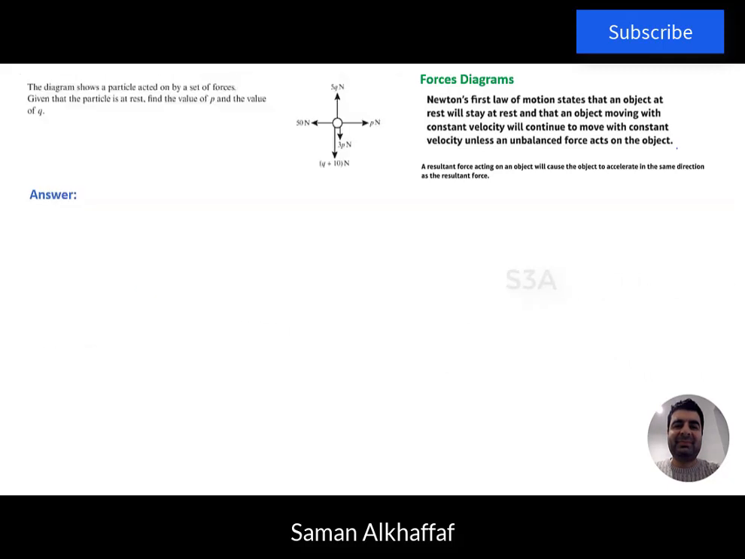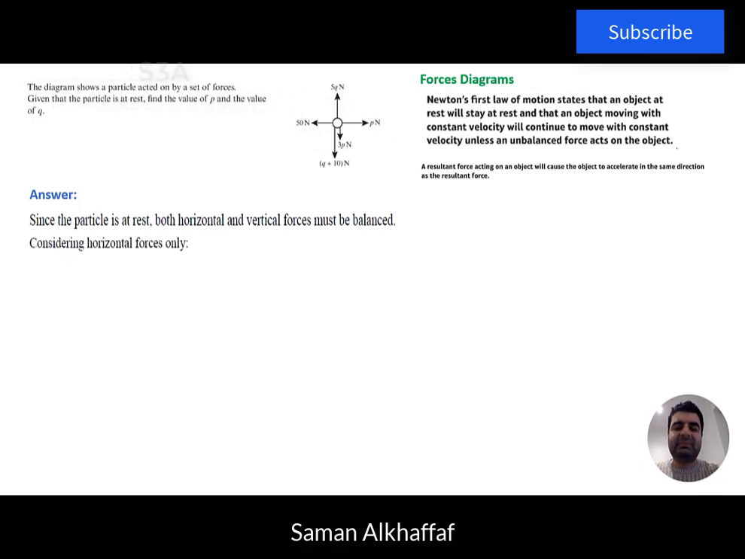It shows a particle acted on by a set of forces. Given that the particle is at rest, find the value of P and the value of Q. So first we will start, since the particle is at rest, both horizontal and vertical forces must be balanced. So we will start by considering the horizontal forces only in this scenario. So P take away 50 in the opposite direction equals 0. So that will give us P being equivalent to 50.